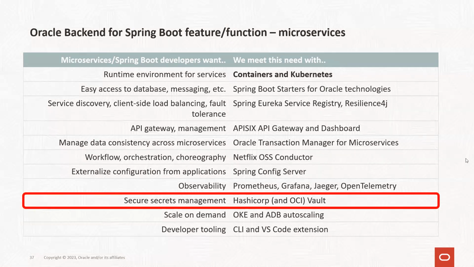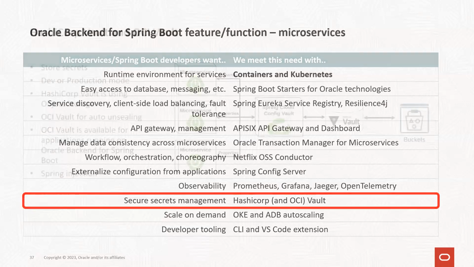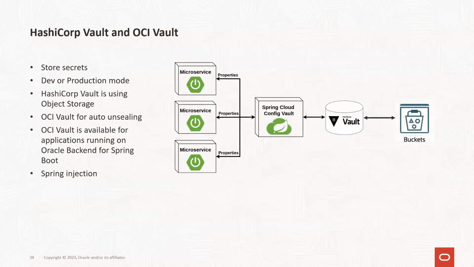So secure secrets management, we're going to talk a little bit about Vault, what it does and why it's there. That's very important. We deploy, almost as a de facto standard, the HashiCorp Vault into this solution. What you use it for is you can store secrets, and the secrets are encrypted and stored in an object storage bucket, which is an OCI component, but you could also choose to store the information in the database if you'd like to.